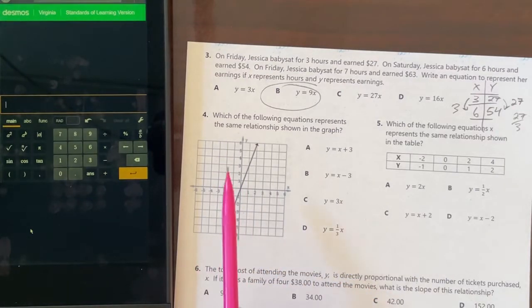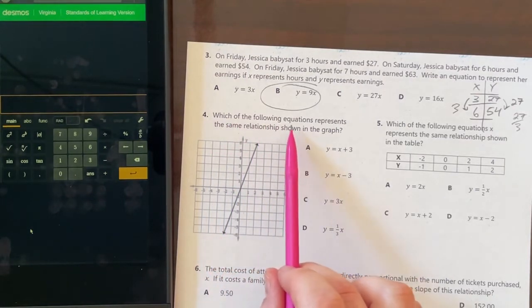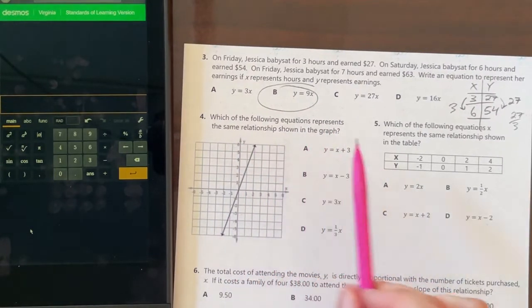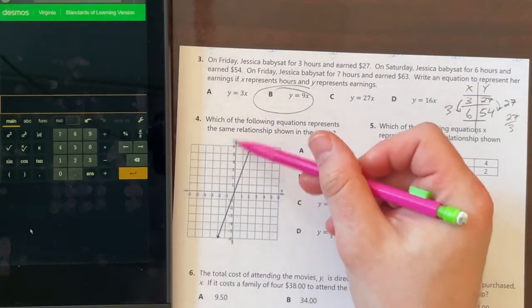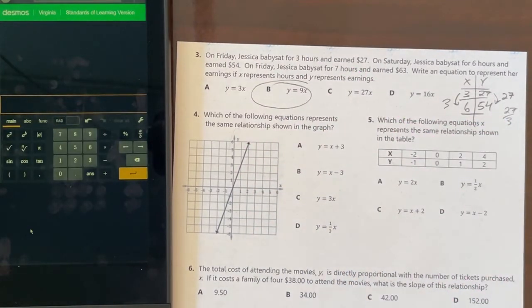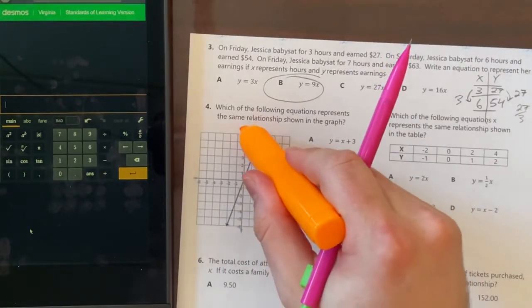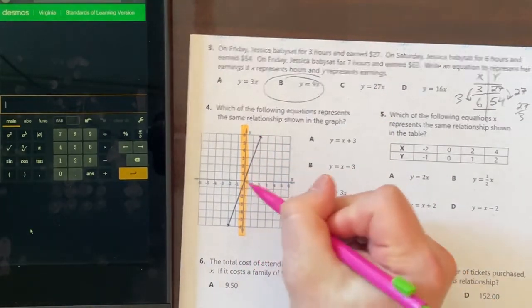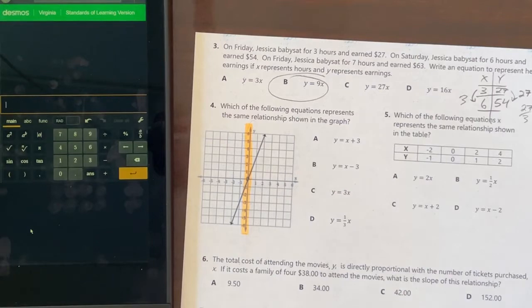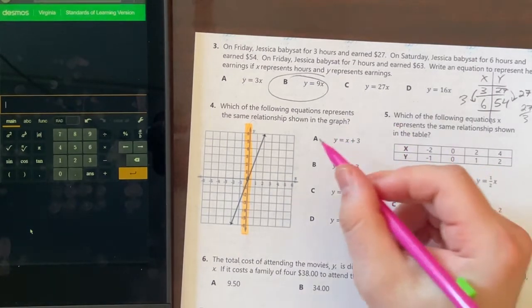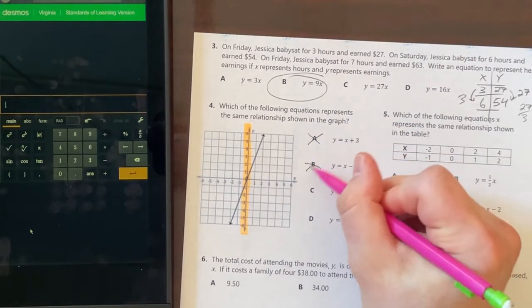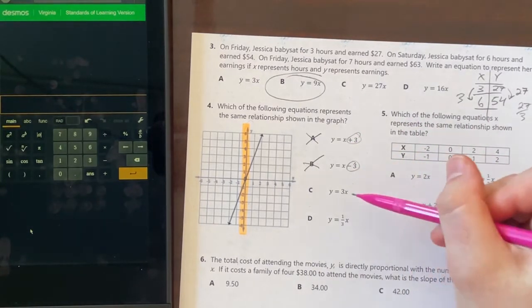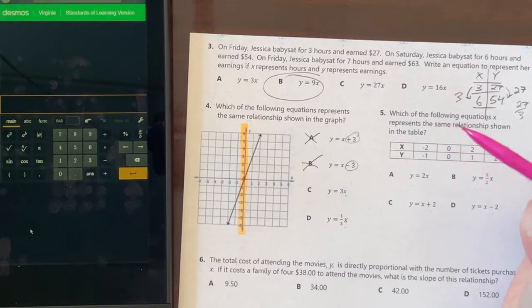For number 4, it says, which of the following equations represents the same relationship shown in the graph? So again, be able to see, I highlight my y-axis. Where does it hit? Trace along that y-axis. It hits at the point 0, 0. And so that means this: I already know, boom, these two right away are out, because my y-intercepts are not 0. It has to be one of these two.